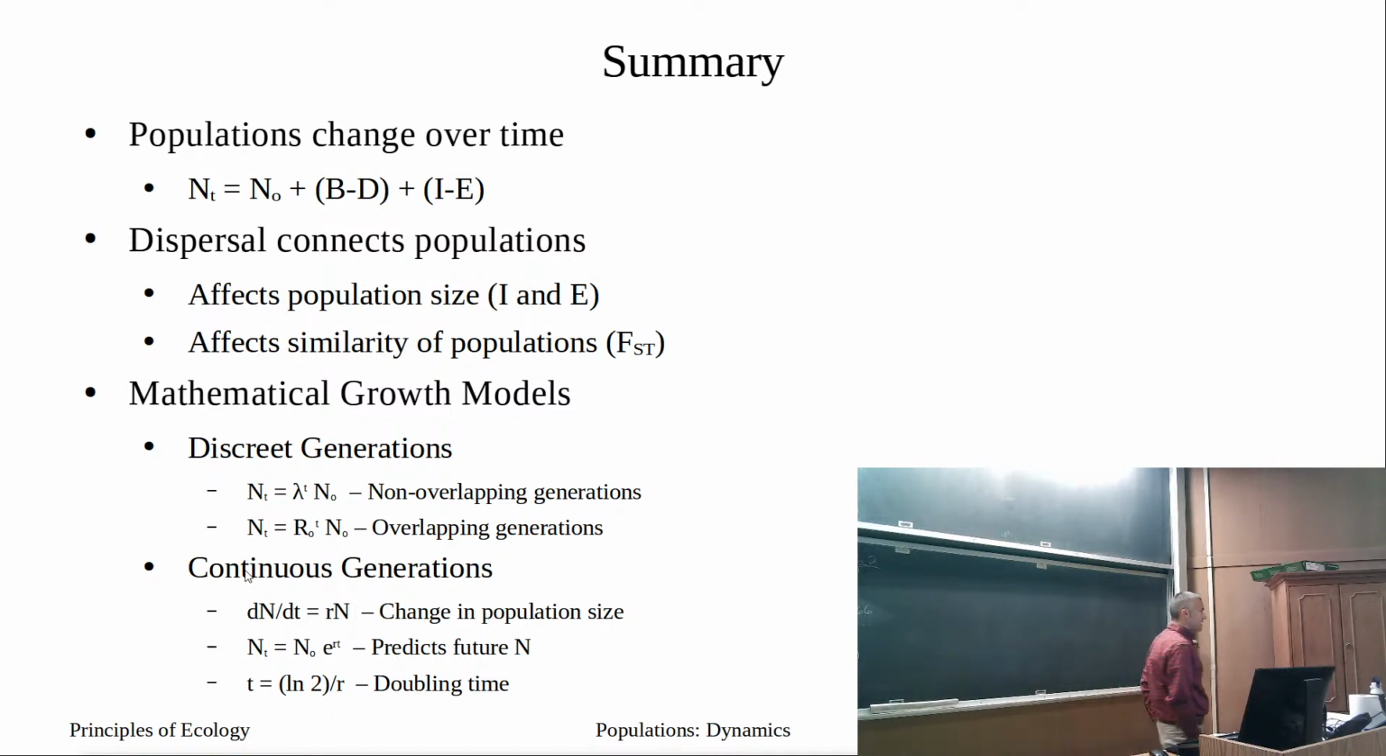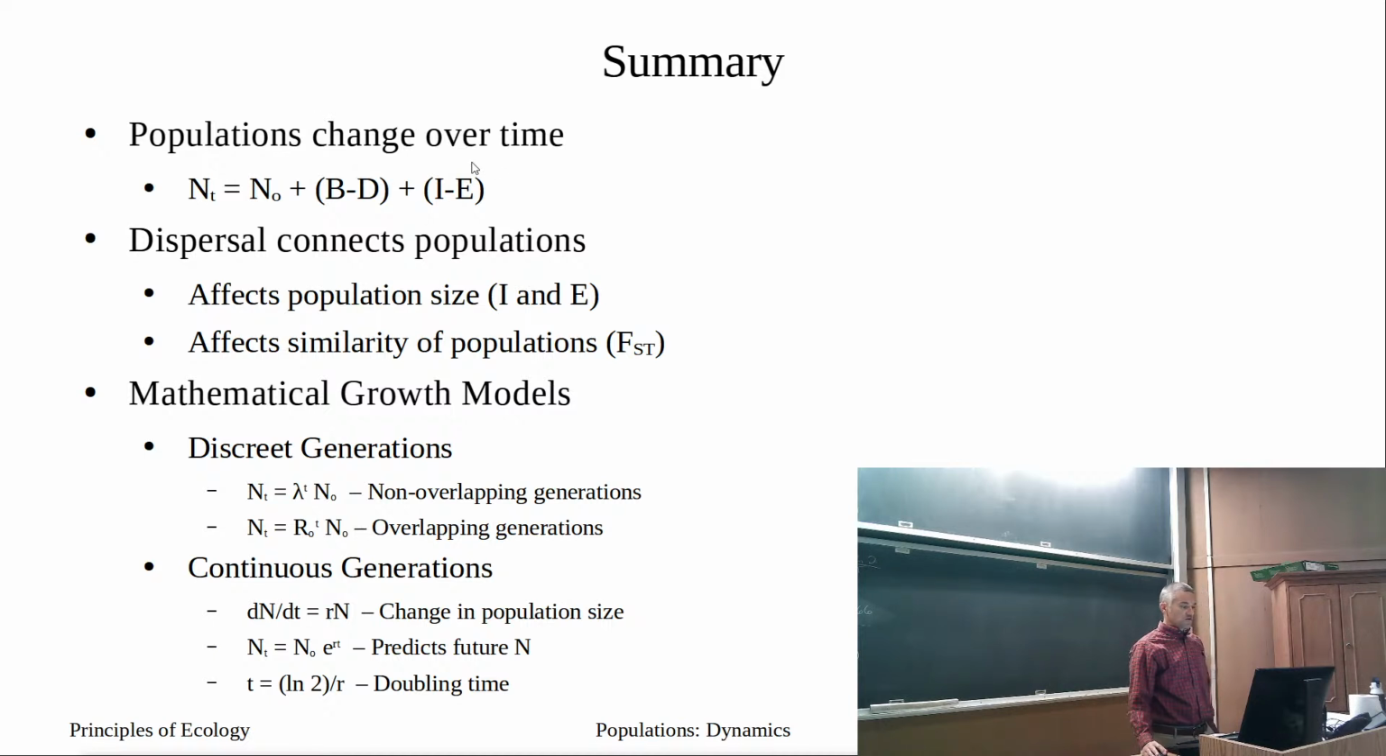Summary. We recognize populations change over time. Our future population sizes depend on where we start and then the number of individuals that enter our population through births and immigration, minus those individuals that leave the population because of deaths and emigration. These are all describing how our populations change and the processes that change them.